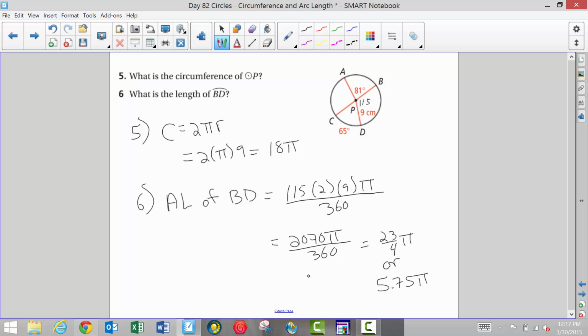If you want that to the nearest hundredth, that would be 18.06, okay, which is also about 18.06.